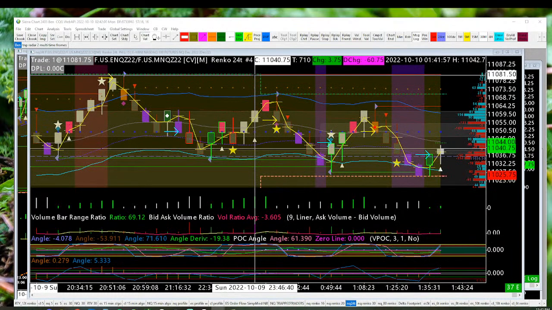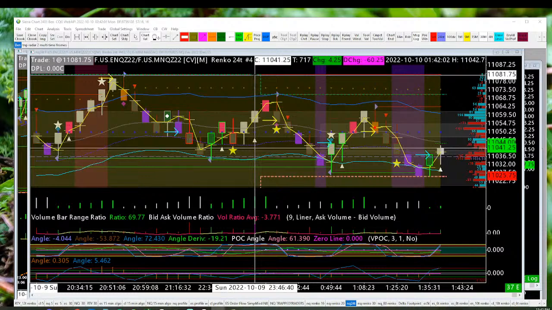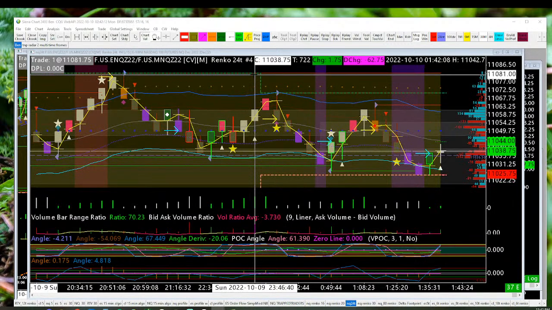It does look like inventory is pretty short. I will give it that. So if it's going to squeeze, this is when it does it. But I don't know. Why would London buy it? No idea. Doesn't matter.